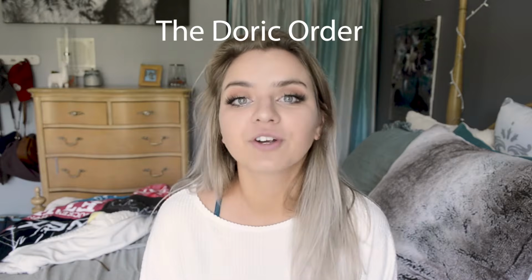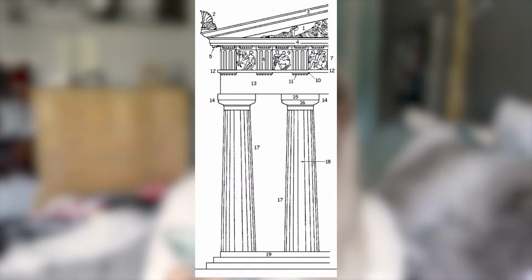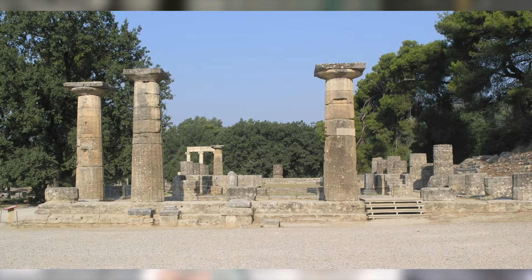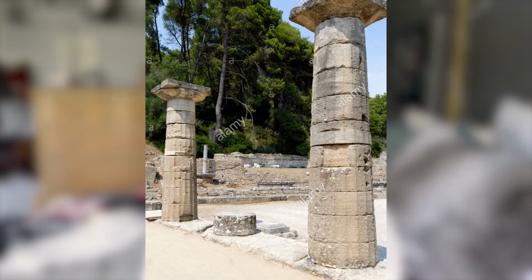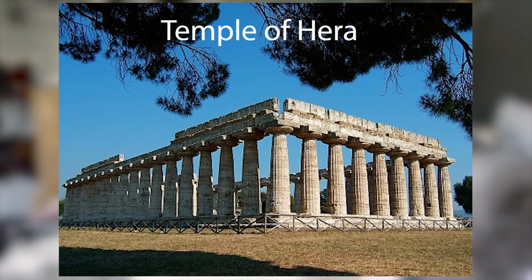Now, let's talk about the first order, the Doric Order. The Doric Order is slightly tapered and is based on the proportions of a male body. It has no individual base and sits directly on the stylobate. The column is simple, and the entablature features plain or carved sculpted reliefs. Doric architecture can be seen at the Temple of Hera at Olympia, built in 600 BCE, if you are looking for an example.